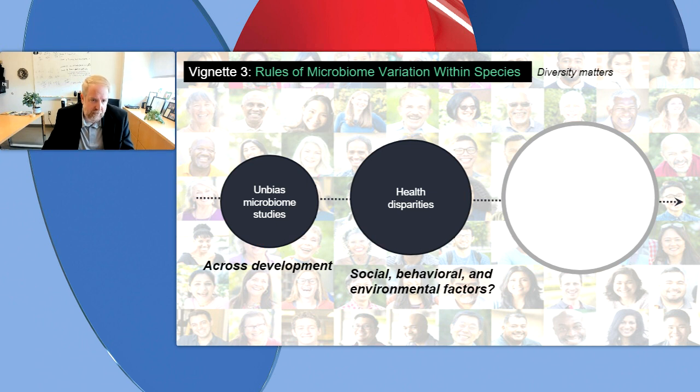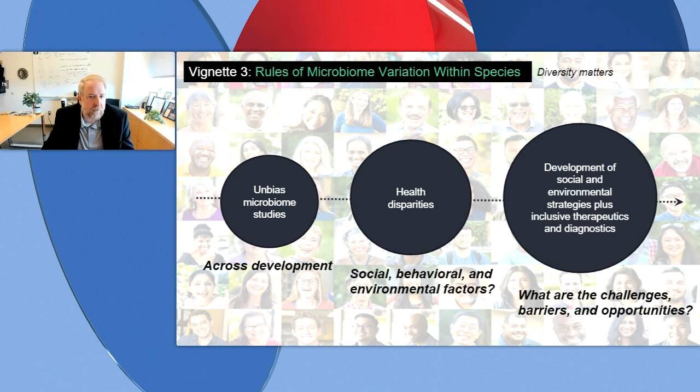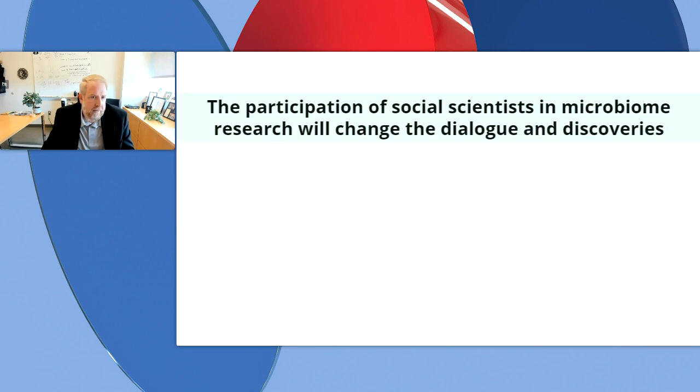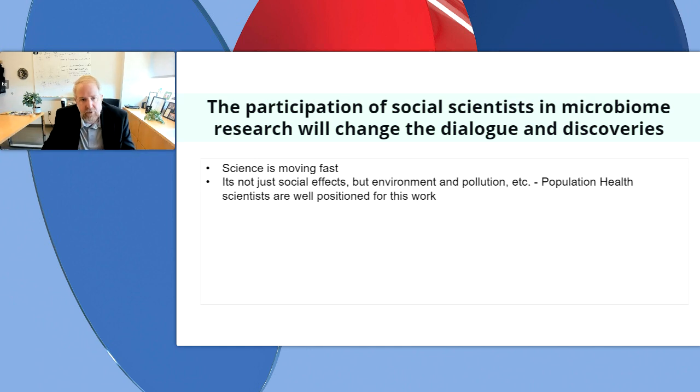If we're going to have an influence on health disparities, we really need to bring in other kinds of metadata factors. And ultimately, if we're going to be successful, we'll learn enough to develop ways to have inclusive therapeutics, inclusive diagnostics, inclusive guidance and policies for microbiome management and awareness. The participation of social scientists in the microbiome sciences is, I hope you've gotten a sense, imperative, that it'll change the dialogue and discoveries, because biologists can't do this on our own. The science is moving fast, and it's not just about social effects, it's environmental effects and geography and pollution, and population health scientists are well poised for this type of work.